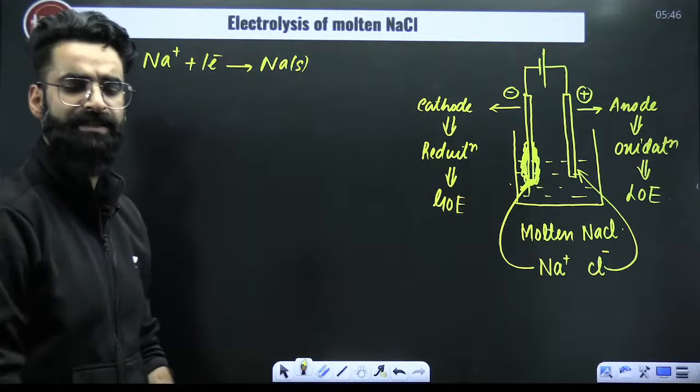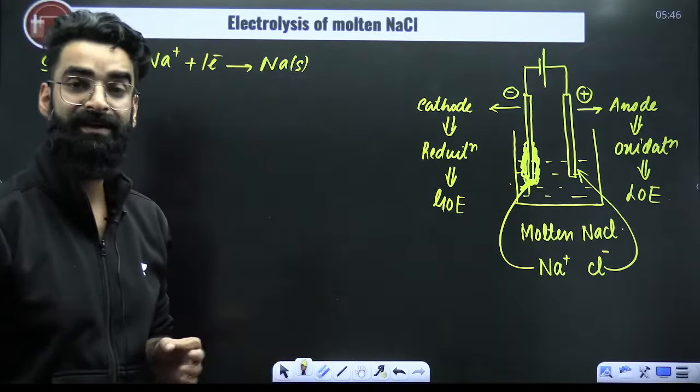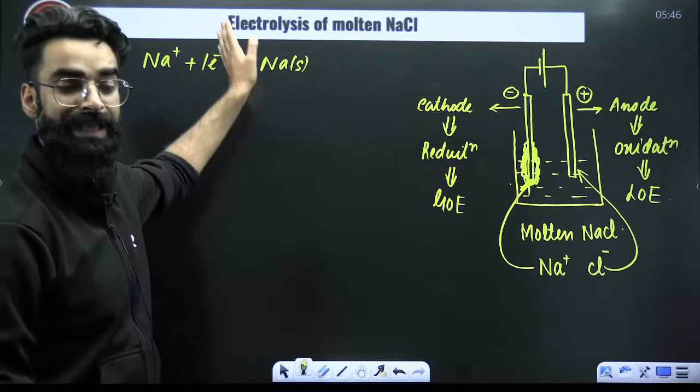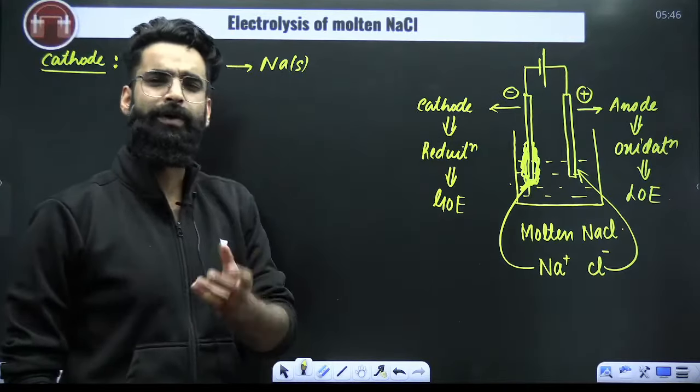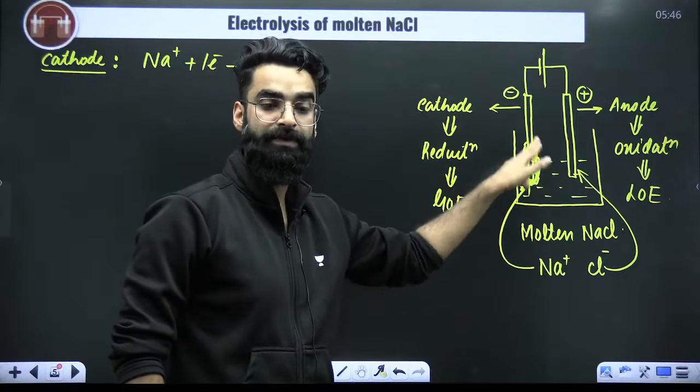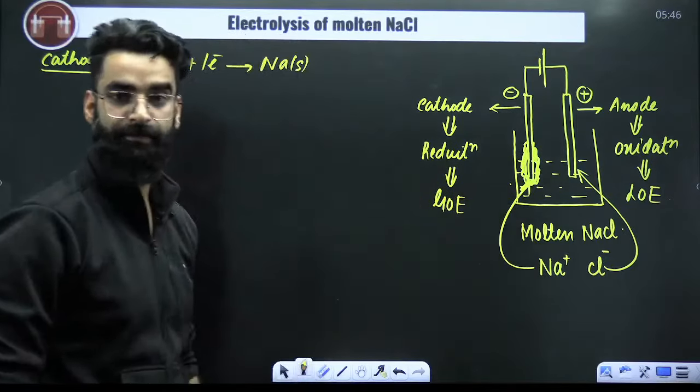The first question which is asked, the products of electrolysis. What is happening at cathode when you do the electrolysis of molten NaCl? You'll directly say at cathode, it is the sodium metal which is being deposited.